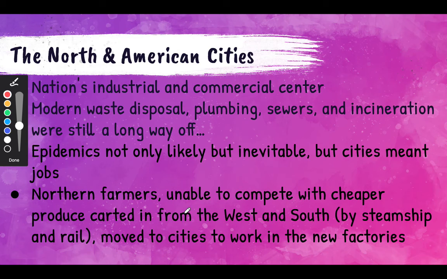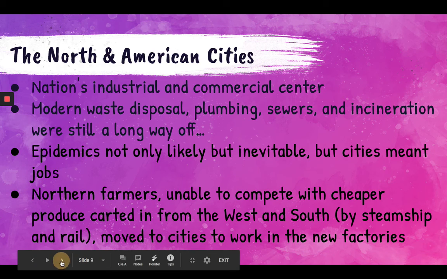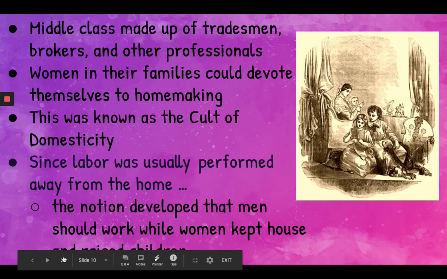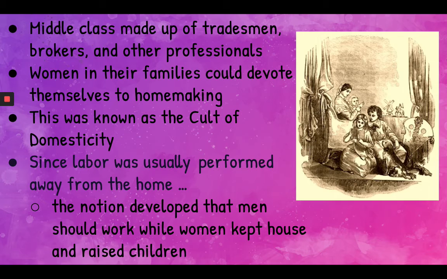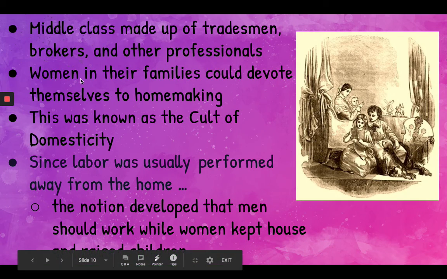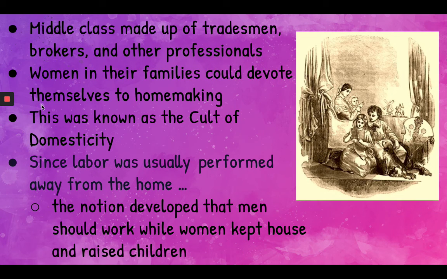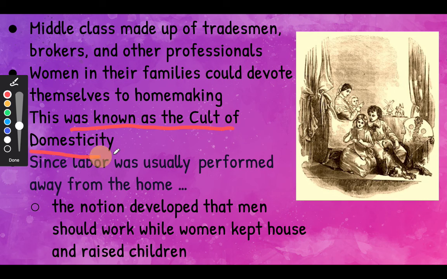And northern farmers were unable to compete with cheaper produce carted in from the west and the south using all of these new canals, such as the Erie Canal and the National Road that we talked about in the last period. The middle class of the North were made up of tradesmen, store owners, and other professionals. Thus, women could devote themselves to being the mother. And this is known as the cult of domesticity.